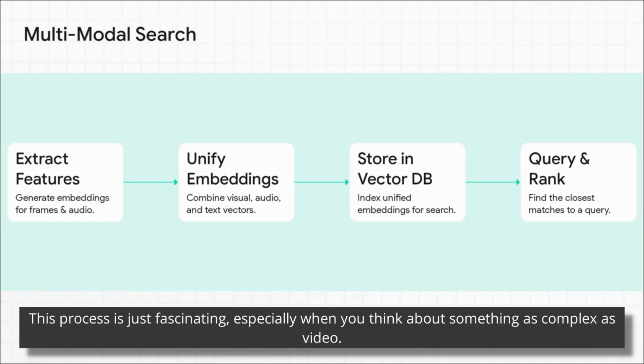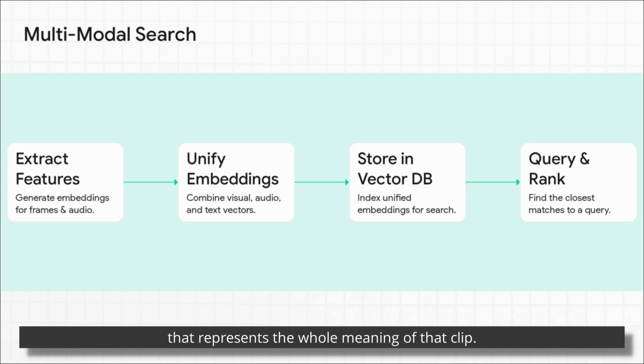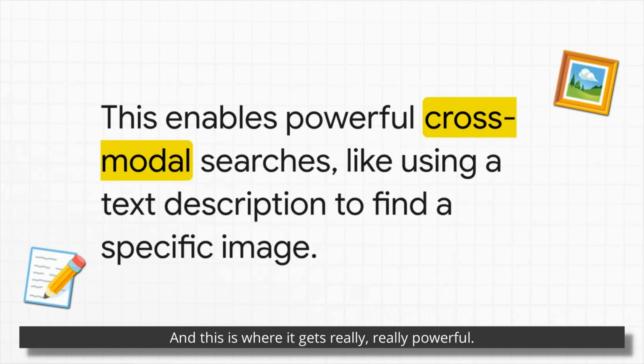This process is just fascinating, especially when you think about something as complex as video. You can see how this system literally pulls meaning from what you see in the video frames and what you hear in the audio, and then it merges them into one single supervector that represents the whole meaning of that clip. And this is where it gets really, really powerful.